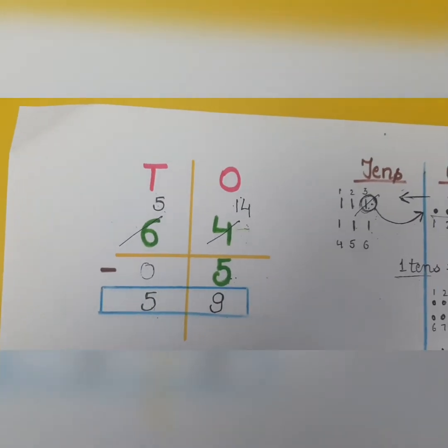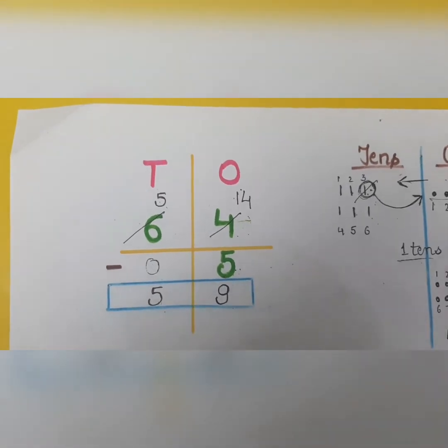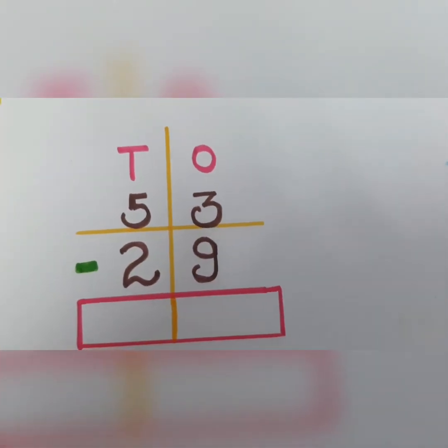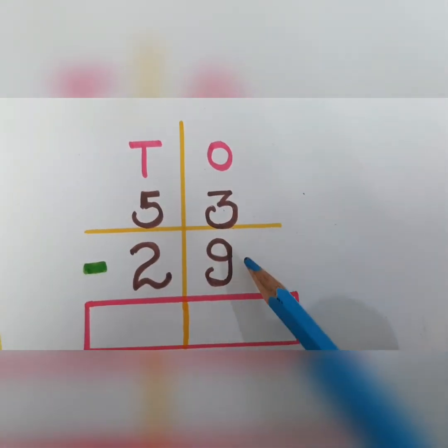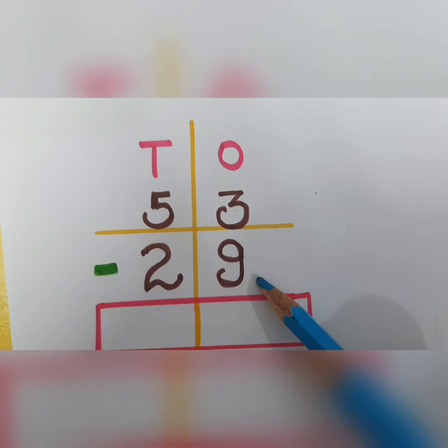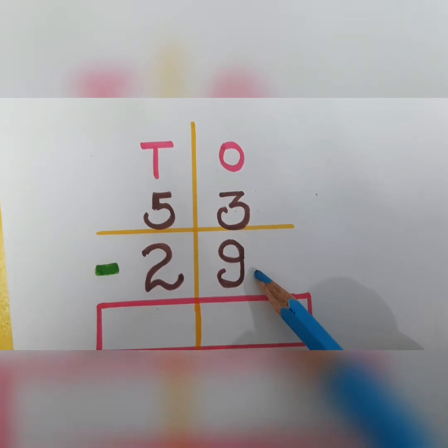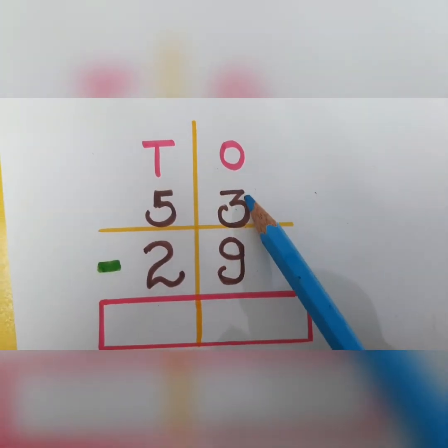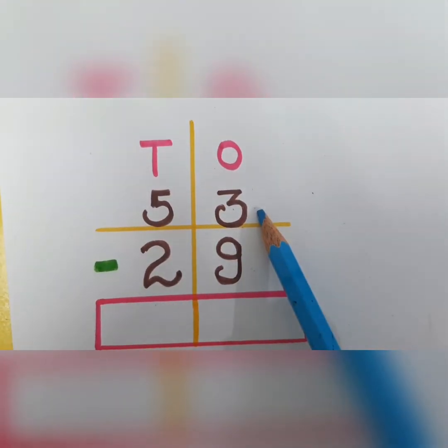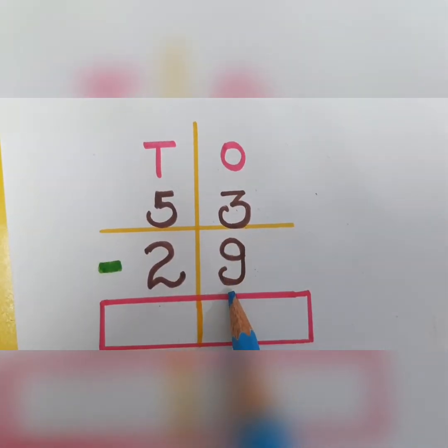So now let's take an example of subtraction of a 2-digit number from a 2-digit number. So I have taken 53 minus 29. As I have told you earlier, the bigger number is always written at the top, and the number which we have to subtract we write below the greater number. Okay, so I have written 53 at the top because it is a bigger number, and 29 below the 53.